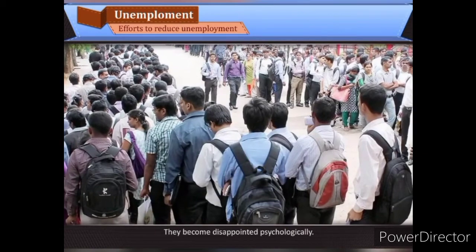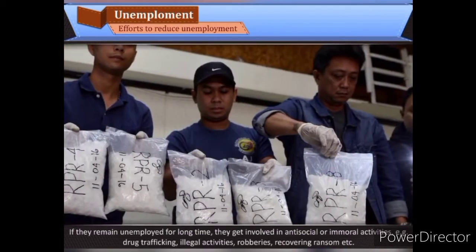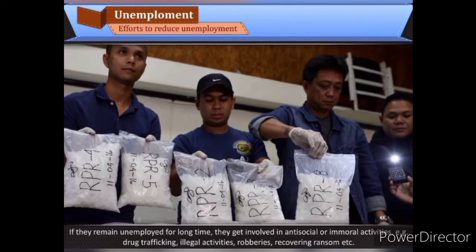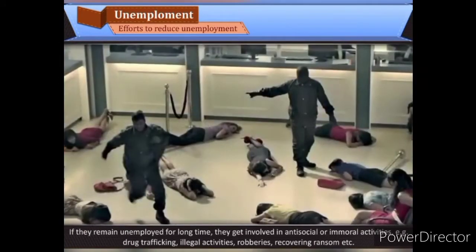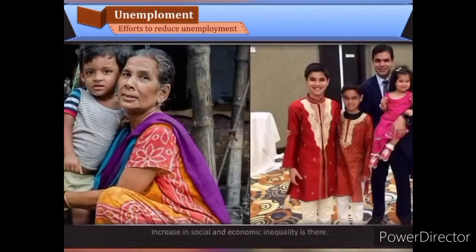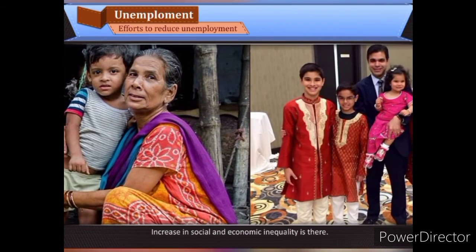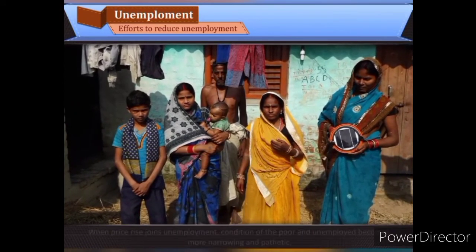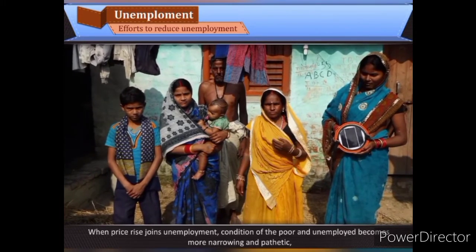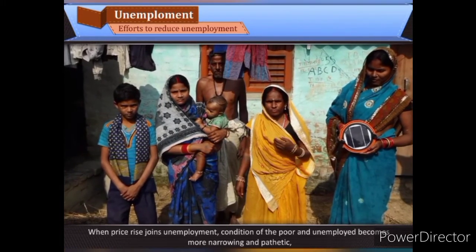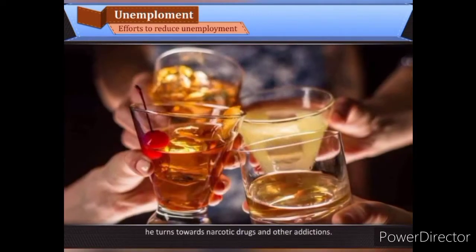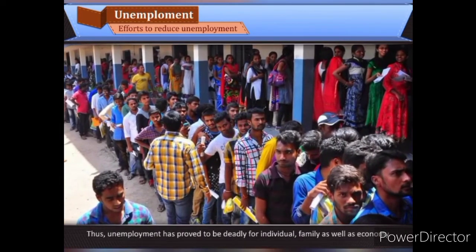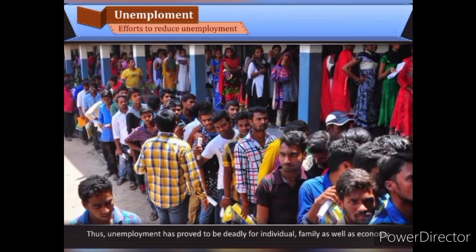They become disappointed psychologically. If they remain unemployed for long time, they get involved in antisocial or immoral activities, for example, drug trafficking, illegal activities, robberies, recovering ransom, etc. Increase in social and economic inequality is there. Class discrimination begins. Fall in living standard. When price rise joins unemployment, condition of the poor and unemployed becomes more narrowing and pathetic. He turns towards narcotic drugs and other addictions. Thus, unemployment has proved to be deadly for individual, family, as well as economy.